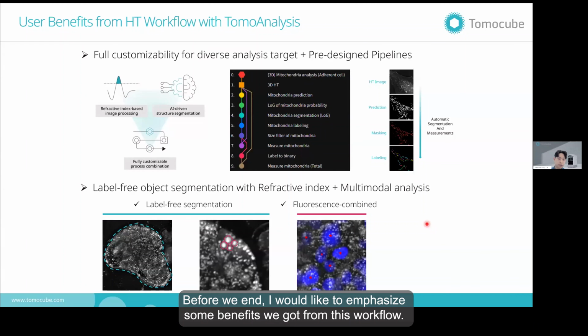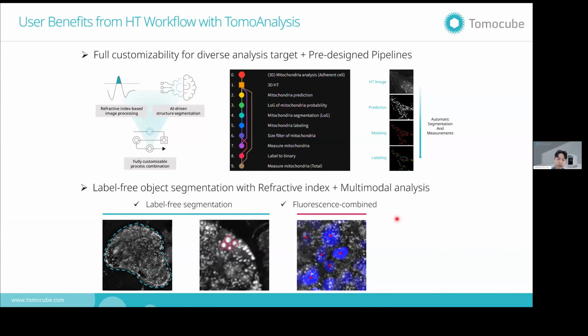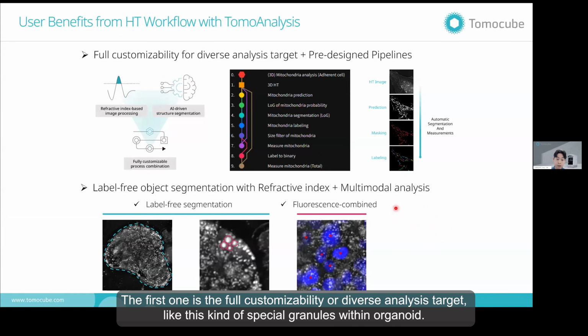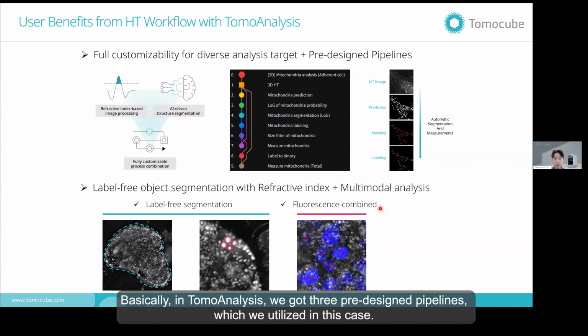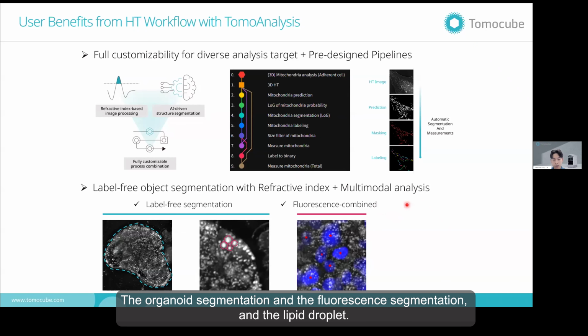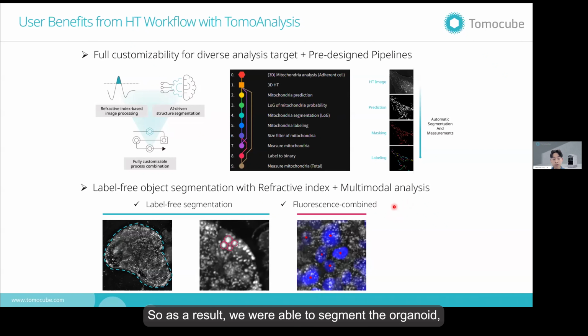So before we end, I would like to emphasize some benefits we got from this workflow. The first one is the full customizability for diverse analysis targets, like these special granules within organoids. In TomoAnalysis, we have three pre-designed pipelines, which we utilized in this case: the organoid segmentation, the fluorescence segmentation, and the lipid droplet. As a result, we were able to segment the organoid, the tumor region, and the granules.